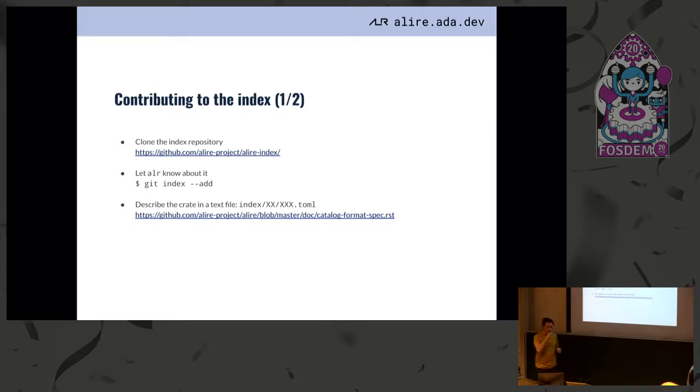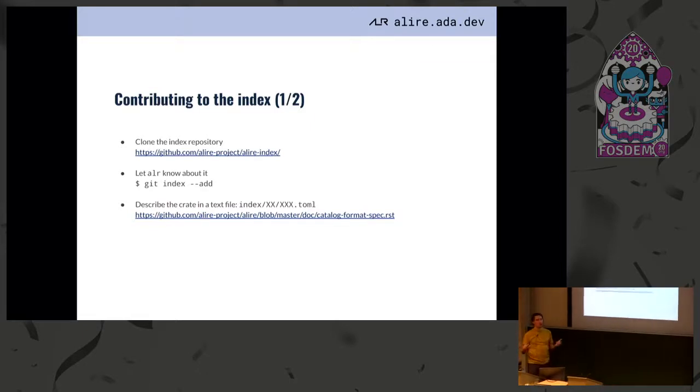Okay, thank you, Fabien. So yes, we have this great project, and now we want to make it available to the outer world. So there are several steps to do it. I won't do it here because I'm offline, but the step is to first clone the Git repository that contains the catalog of every Ada project registered in Alire. Then you make Alire aware of this index that you have cloned.